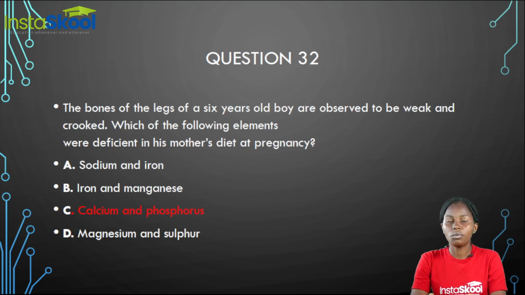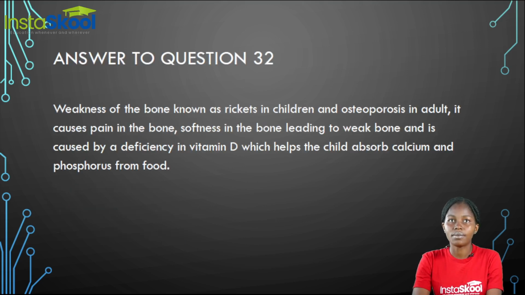Now moving on to our question 32. The bones of the legs of a 6-year-old boy are observed to be weak and crooked. Which of the following elements were deficient in his mother's diet at pregnancy? Now, weakness of the bone is also known as rickets, and it affects children. Not only children, but also adults. But in adults, it is known as osteoporosis.